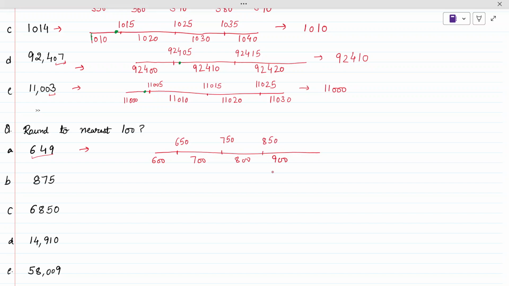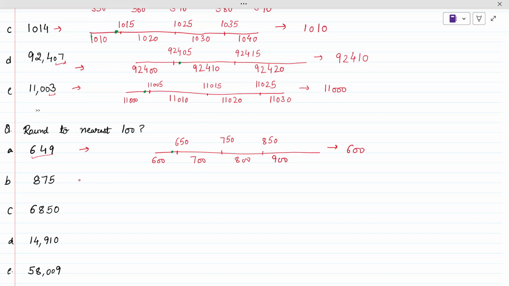Okay. So this 649, it is near to which multiple? 649 will lie somewhere here, and is it more near to 600 or 700? So it is more near to 600. So the nearest multiple will be 600 for this one. Okay.